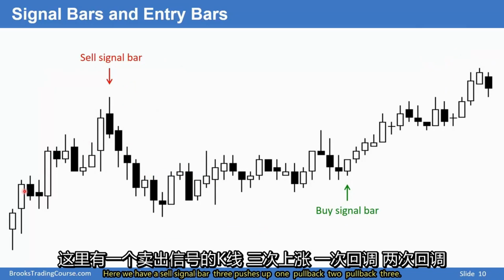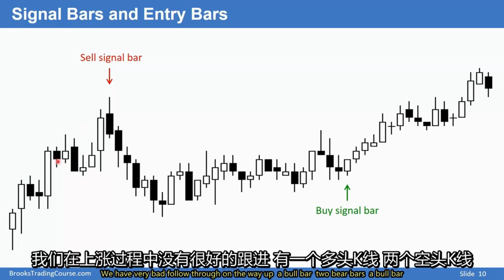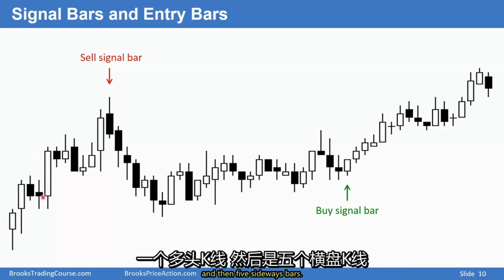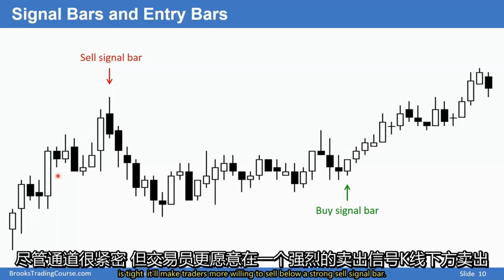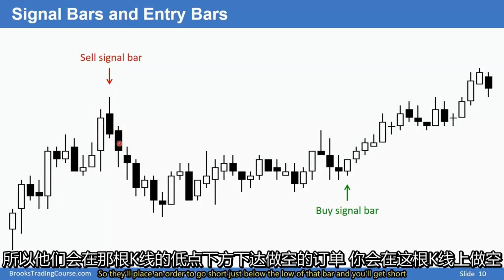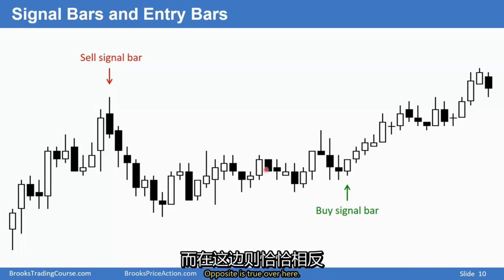Here we have a sell signal bar, 3 pushes up: 1, pullback, 2, pullback, 3. It's a type of a wedge. It's a fairly tight channel, decent size bear bar. We have very bad follow through on the way up. A bull bar, 2 bear bars, a bull bar, and then 5 sideways bars. This looks more like a bull leg in what will become a trading range. Even though the channel is tight, it'll make traders more willing to sell below a strong sell signal bar. So they'll place an order to go short just below the low of that bar, and they'll get short on this bar. This then becomes the entry bar. Opposite is true over here.